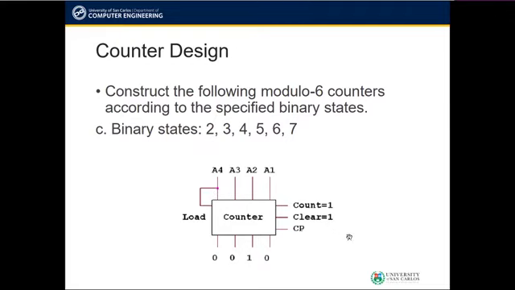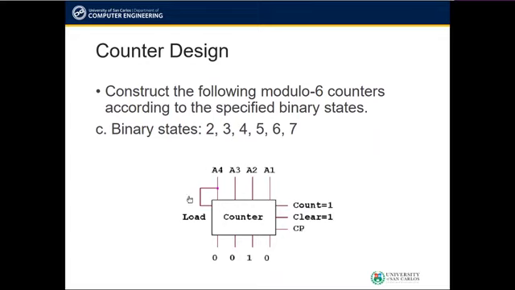So when the circuit starts counting, it counts from binary 2, then 3, then 4, then 5, then 6, and then 7. When it reaches the count of 8, which is 1, 0, 0, 0, A4 will become 1. So therefore, it will then trigger the load input and then load the parallel load inputs 0010 or binary 2 to the counter and then shown at the output.